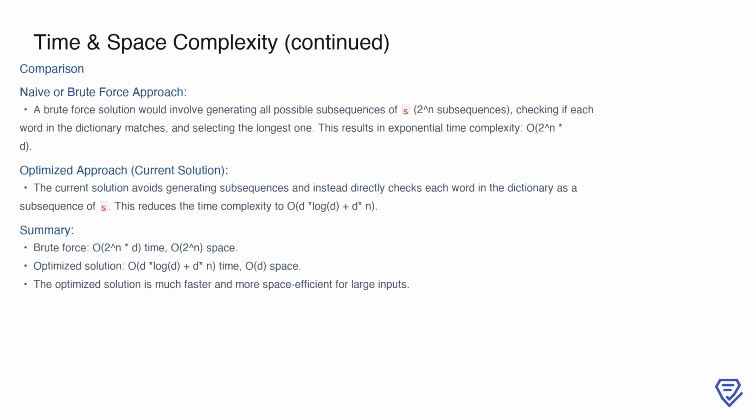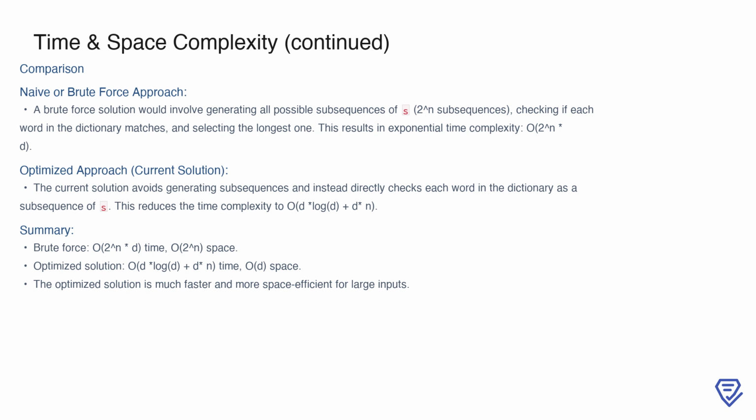A brute force method would involve generating all possible subsequences of s, which amounts to 2^n subsequences for a string of length n. After generating these subsequences, we would check each word in the dictionary to find a match. This approach results in an exponential time complexity of O(2^n * d), because of the sheer number of subsequences. Additionally, it would require O(2^n) space to store these subsequences.